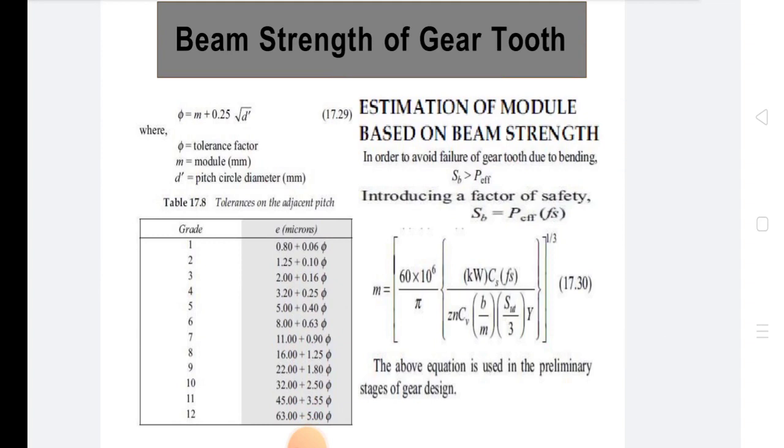This is the important formula. Sb is equal to P effective Fs, where m is equal to (60 into 10 raised to 6 upon pi) into (Kw Cs Fs upon z n Cv b by m Sut by 3 into Y) raised to 1 by 3. The above equation is used in the preliminary stage of the gear design, where phi is equal to m plus 0.25 root of d dash. d dash is equal to pitch circle diameter in mm.